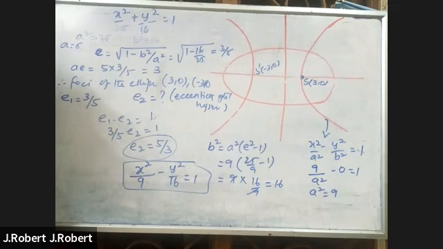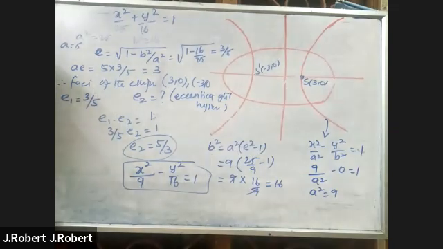From this, we can find the foci. The foci of the ellipse are (ae, 0) and (minus ae, 0). Here a is multiplied by e: 5 into 3/5, which is equal to 3. So we have the foci of the ellipse 3, 0 and minus 3, 0. This passes through the hyperbola. The standard equation of the hyperbola is x square by a square minus y square by b square equal to 1. This point 3, 0 passes through the hyperbola. Substituting, we get a square equals to 9.